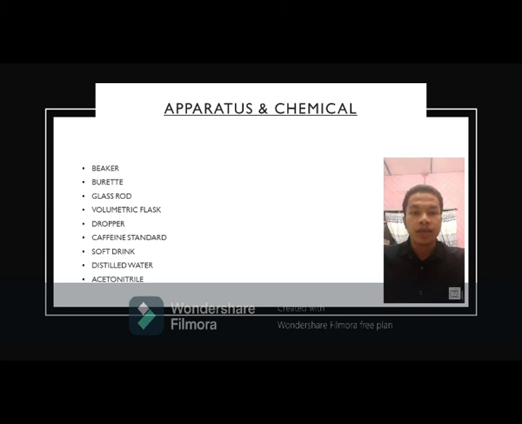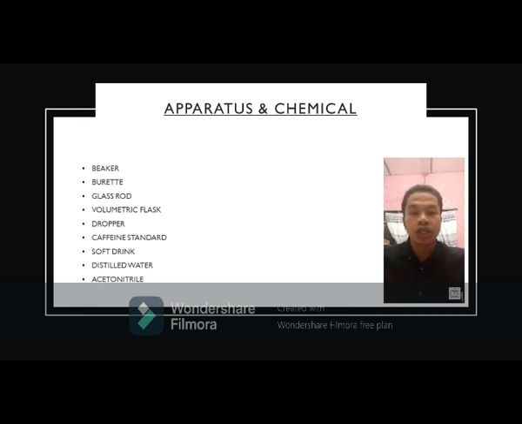Before starting the methods, these were the apparatus and chemicals needed for the HPLC experiment. Firstly, experimental. The standard solution was divided into two solutions, which are stock solution and working solution. For sample preparation, 10 ml of soft drink was poured into the beaker. A magnetic stirrer was used to remove any carbonation, then it was filtered to remove particulate matter.